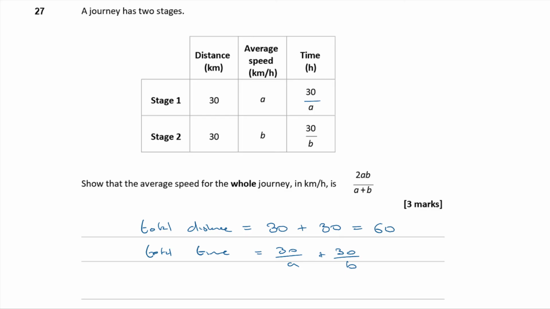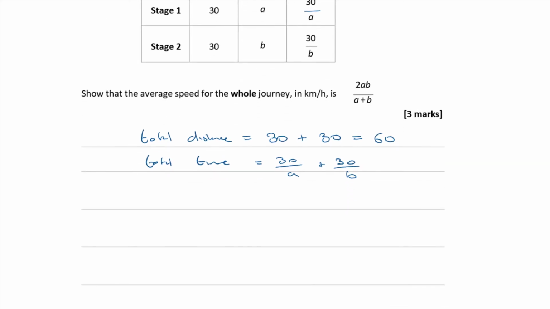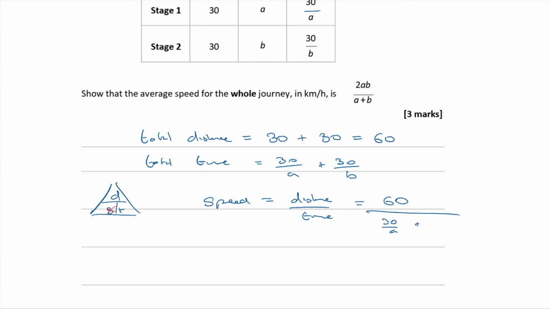So then average speed is, you know, from the DST triangle, the distance, speed, time triangle. So average speed is distance divided by time, isn't it? So the average speed for the whole journey is going to be the total distance travelled divided by the total time taken. So speed equals distance over time, which is 60 over 30 over A plus 30 over B. This is why the algebra is going to be fairly horrendous.